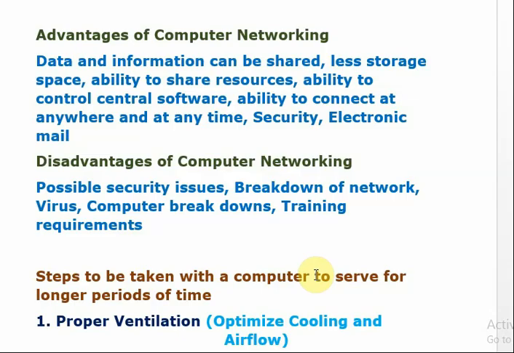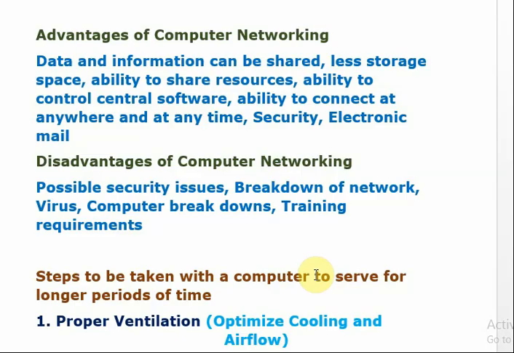It will be storing everything there in the central server, then clients can connect to it and use it. Ability to share resources, let's say a printer. So we no need to have a printer for each and every computer. We can share the printer, then we can print from all client machines. So one printer is enough. That is resource sharing. Ability to control central software: we will be installing the important software in the central server, and all clients can connect and use it.